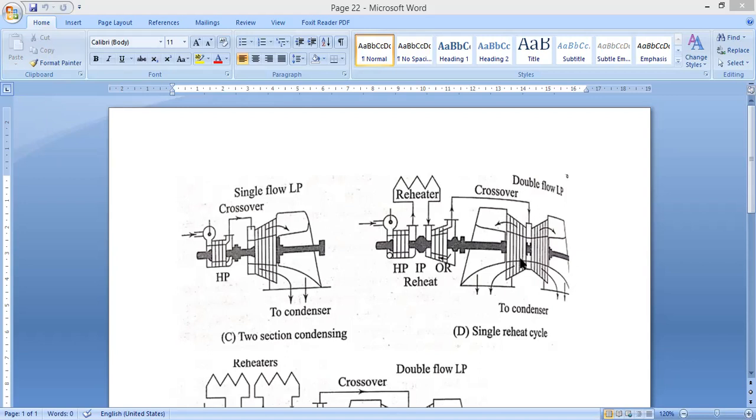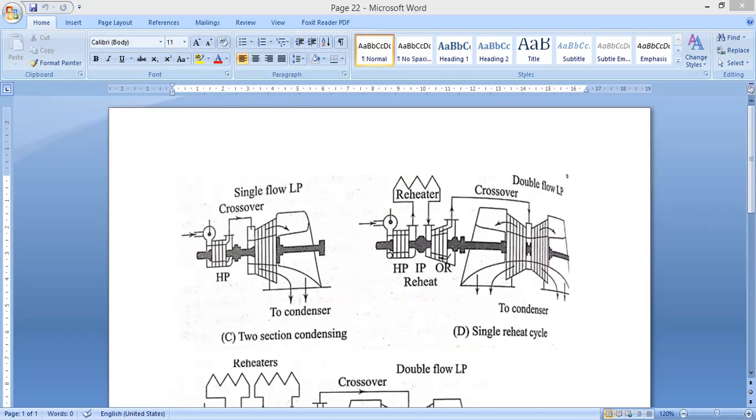But here we have a double flow low pressure turbine. There is one turbine here going to the condenser, and there is another turbine here. So two low pressure, one intermediate pressure, one high pressure, and one reheater along with a crossover are required for a single reheat cycle here.